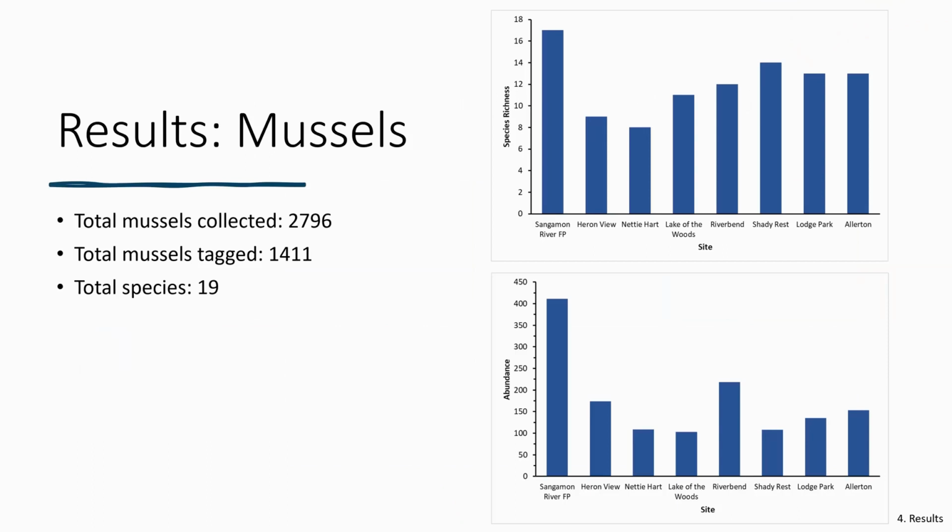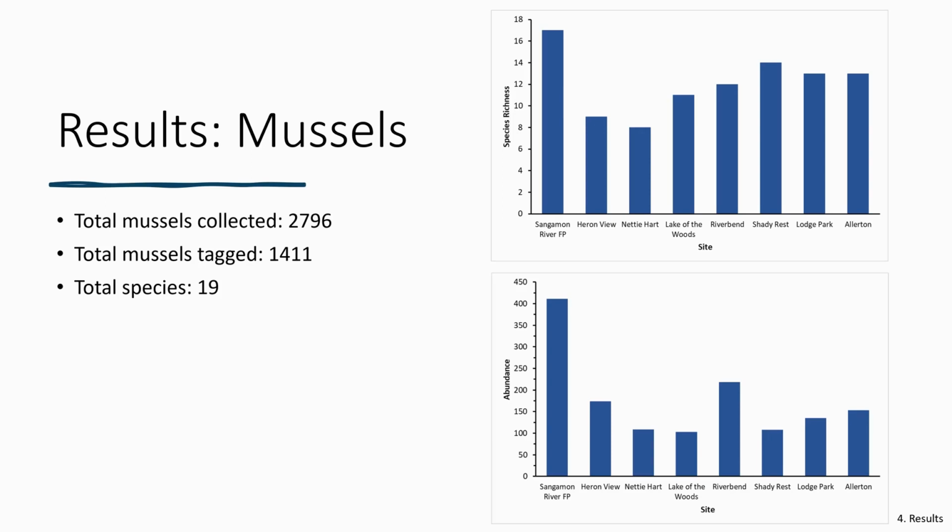So throughout the 2 years that we've done this, we have collected 2,796 mussels. And of those mussels, 1,411 of them were tagged, and they included 19 species. So in these graphs, the sites are listed from upstream to downstream. And on the top one, species richness is just talking about how many species there are. So that's a measure of diversity for us. And the abundance is the total count of mussels we got at each site. And both of these graphs are just looking at mussels that we tagged, so it's not including the ones that were found in the upstream, downstream sections.